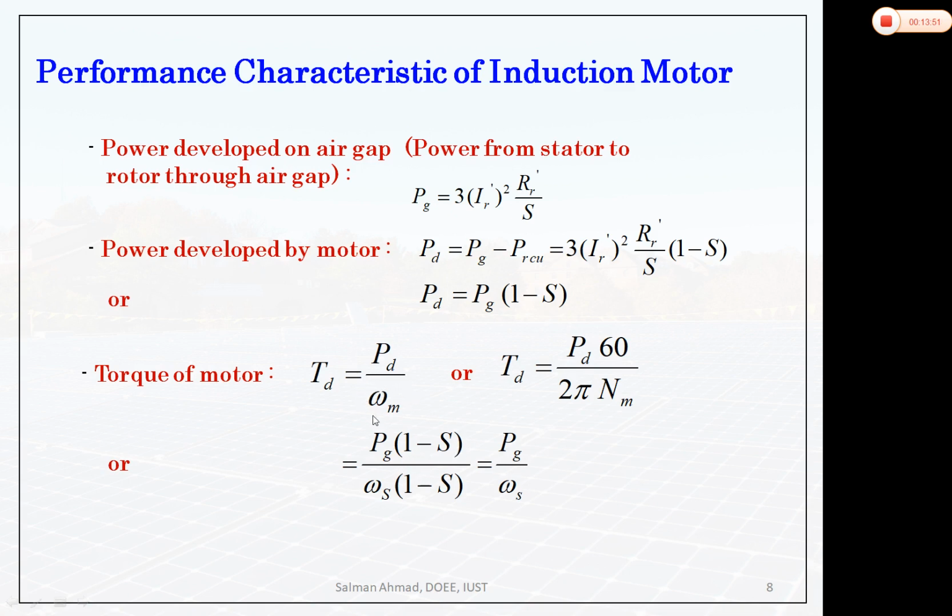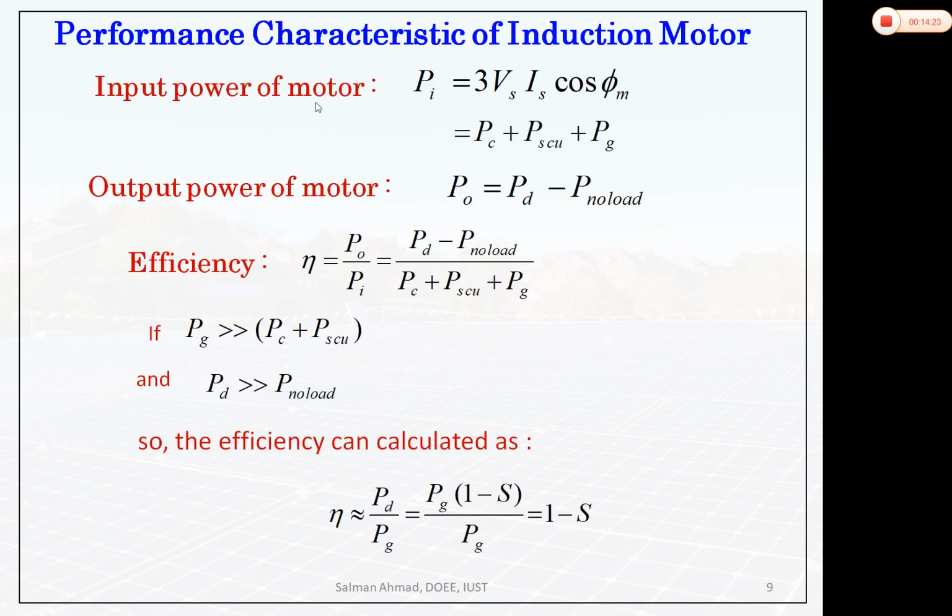Now motor speed is omega m. We can substitute it in terms of synchronous speed, that is omega s into (1 minus S). So these two will cancel, and we get developed torque to be gap power upon synchronous speed. So developed torque you can find either as developed power upon mechanical speed of the rotor, or as gap power upon synchronous speed. You will get the same result.